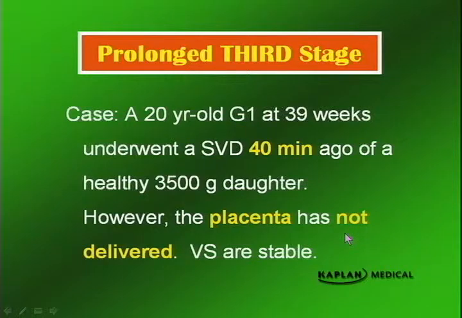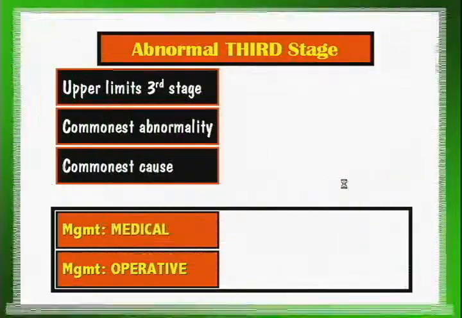All right, third stage of labor. This is now delivery of the placenta. 20-year-old gravida, 39 weeks gestation, underwent spontaneous vaginal delivery 40 minutes ago of a healthy 3,500-gram daughter. Everything looks fine, except the placenta still hasn't delivered. 40 minutes ago. Vital signs are stable.